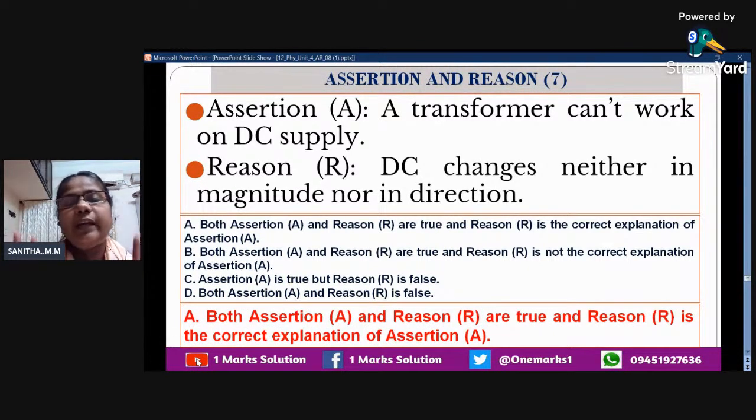What is DC only you have to say. Why? Because if it is AC, the transformer will work. And if it is DC, there is no change in current or no change in direction also. So the option is A.